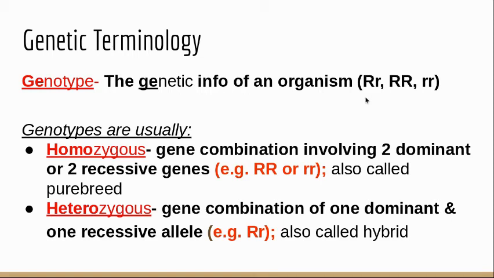Now, we talk about genotypes in a couple different ways. We can either say that they're homozygous or heterozygous. Homozygous means that the combination of genes involve two dominant or two recessive alleles. So a homozygous genotype would look like this with two dominant alleles, or it could look like this with two recessive alleles. These genotypes are also known as purebred genotypes.